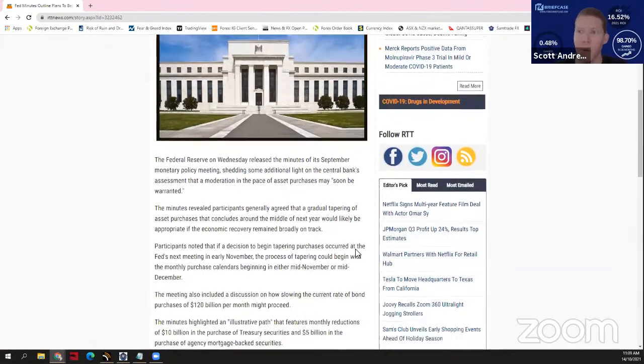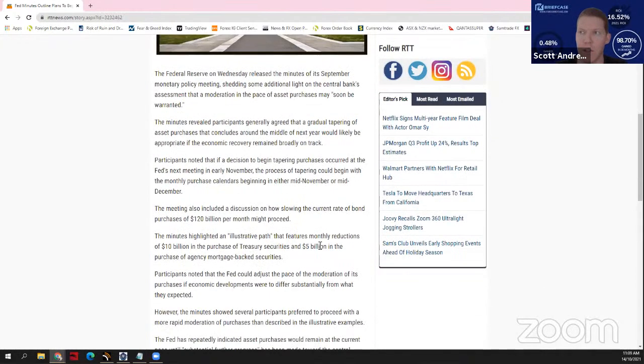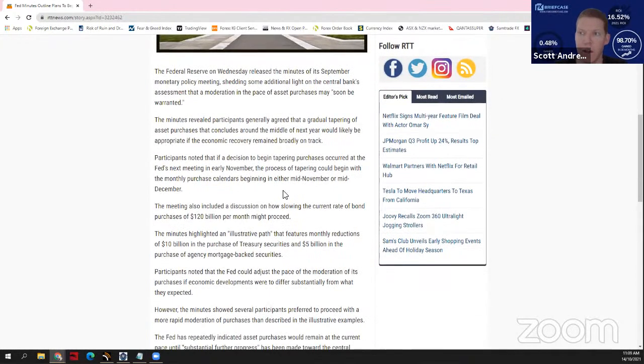And some key points here from the article essentially is how things are progressing. They are discussing potentially mid-November when things could take place. And what I took from this was the features of the monthly reductions, around 10 billion in the purchases of treasury securities and 5 billion in the purchase of agency mortgage-backed securities. So they're gradually looking to decrease.